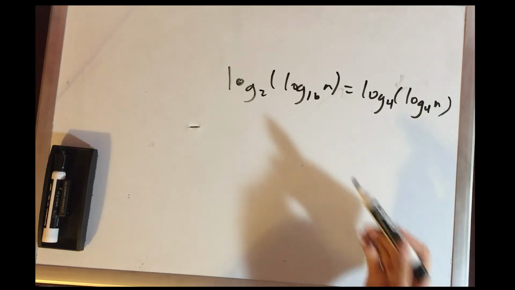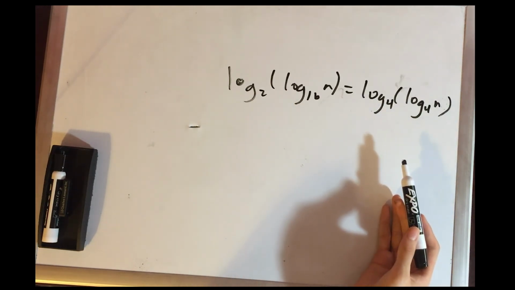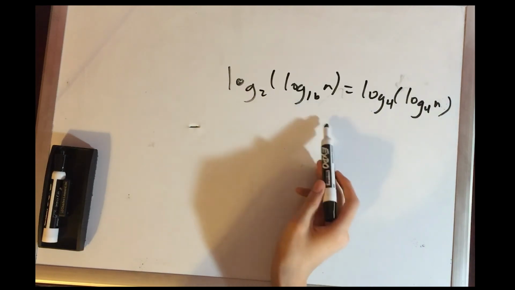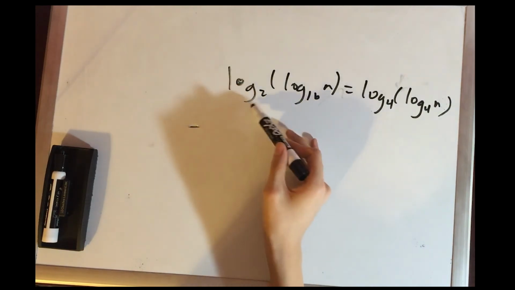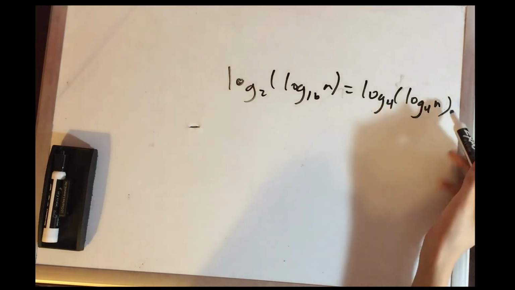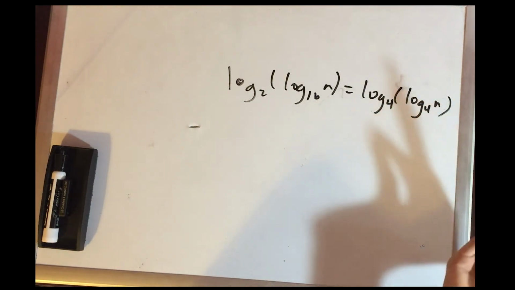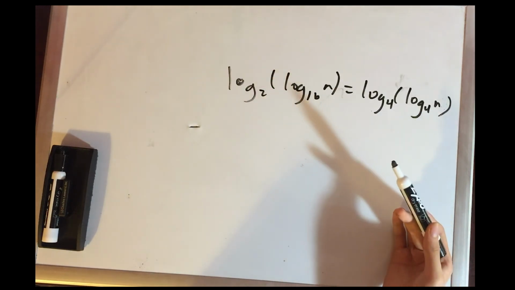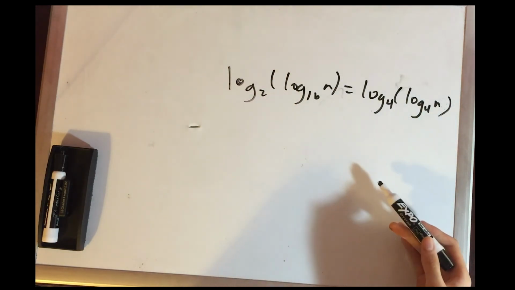But right now, there's not really much of a sure way of where to go. If you peel the layers of this n by raising it to 2, raising it to 16, you're still going to have a stuck n there. What are you going to do about that? So, I think a good way to start with this problem is by converting all of them to log base 2.